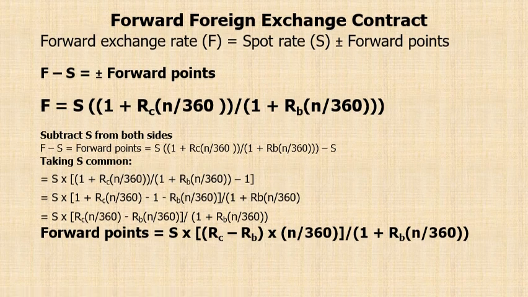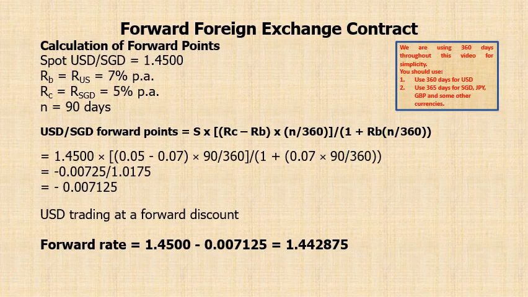Let's take an example to understand the calculation of forward points. Let's take our USD SGD example to calculate forward points. Remember that the prevailing rates were as follows. Spot USD SGD is equal to 1.45, RB is equal to RUS, which equals 7% per annum, RC, the rate of the counter currency, Singapore dollar, is 5% per annum, and N is 90 days. The USD SGD forward points is equal to S into RC minus RB into N by 360 divided by 1 plus RB into N by 360, which comes to 0.007125 with a minus sign.